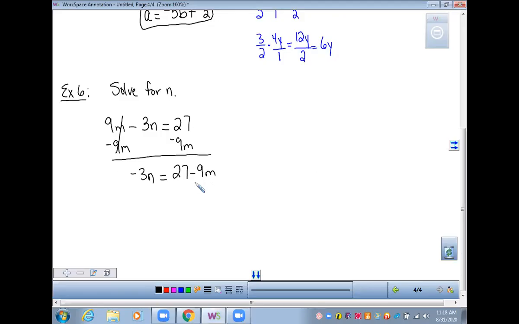Then what? Okay, so all of them get divided by negative 3. So we're going to have n equals, can 27 be divided by negative 3? Negative 9. Now the next one, you have a negative and a negative, what's going to happen? So 9 divided by 3 is 3, and m. There we go.